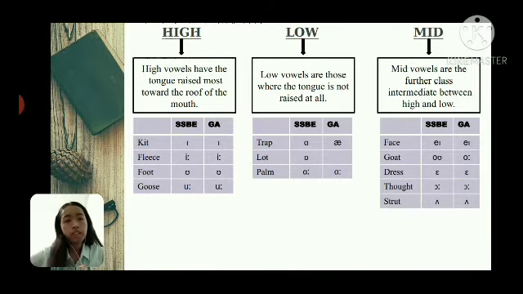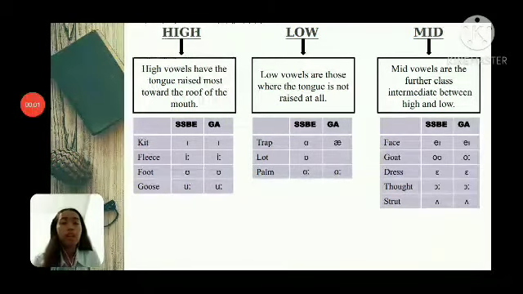In the word kid, your tongue is raised really high toward the roof of your mouth. The same as the word fleece, foot, or goose. Well, I'll continue to the low vowels.